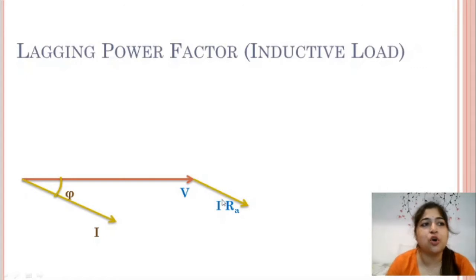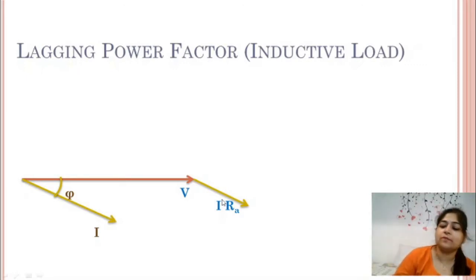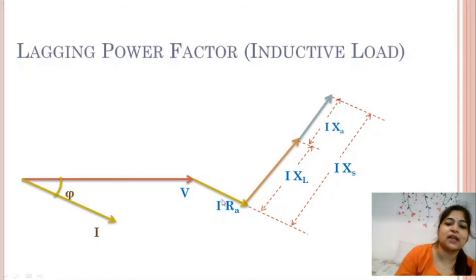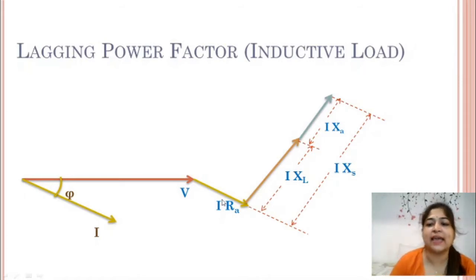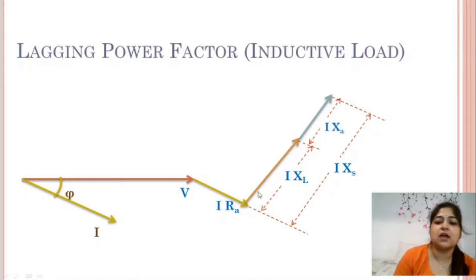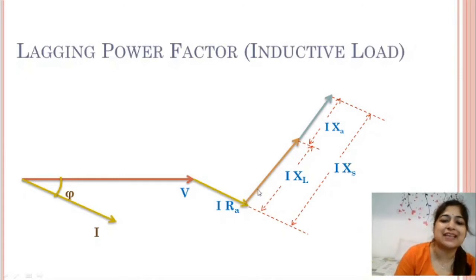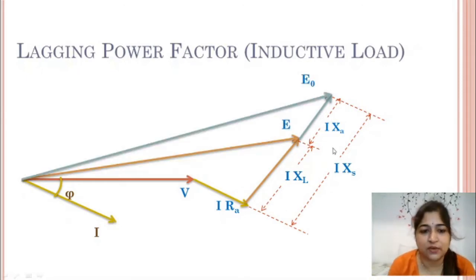The next step is to draw IAXL. So IX will be the reactive voltage drop and it will always be at a 90-degree phase difference with I. We know that current is lagging for inductive, so I'll draw IAXL like this. Here it is having 90 degrees with IRA, which means it is having 90 degrees with I. So I'm drawing it from this point, but it is exactly 90 degrees to the phasor I. Right. Now this is the EMF induced.